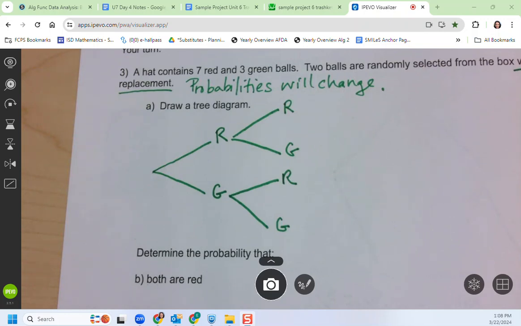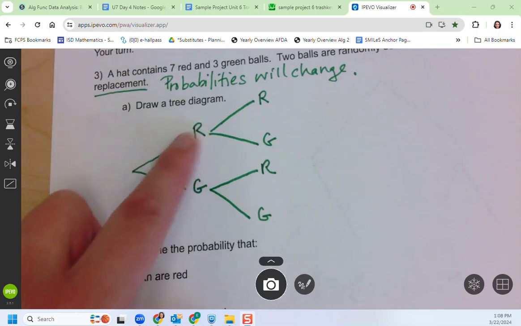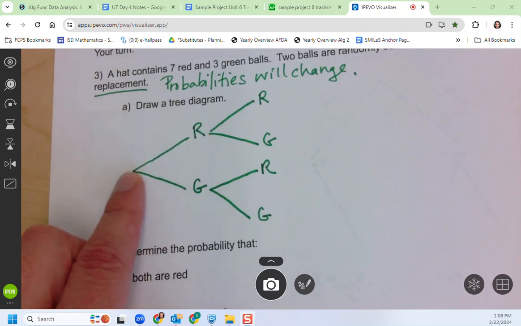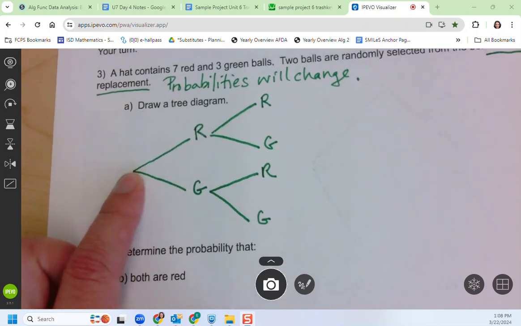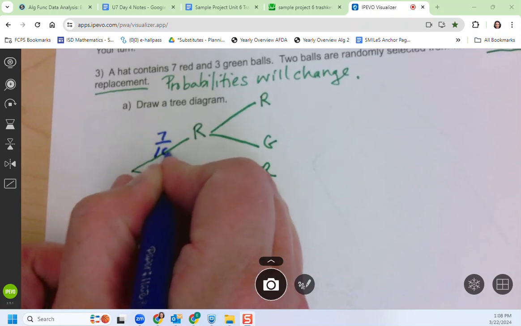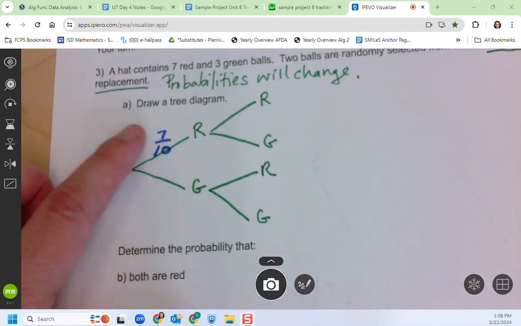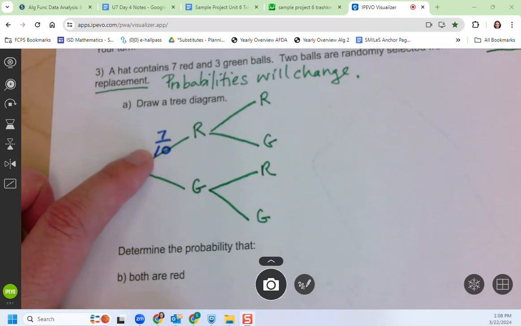Okay, there are 7 red and 3 green balls. Arturo, if there are 7 red and 3 green balls, what's the probability that one that we take out is going to be red? 7 out of how many balls altogether? 10, good. You guys see that? 7 red out of 10 altogether.